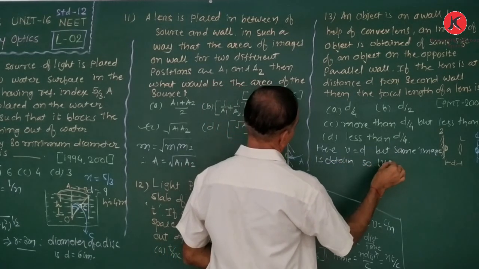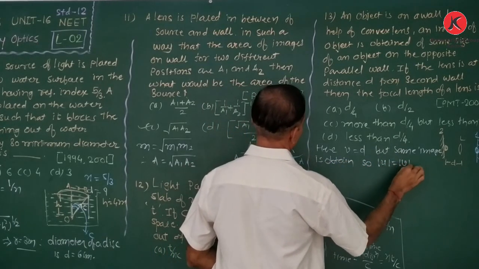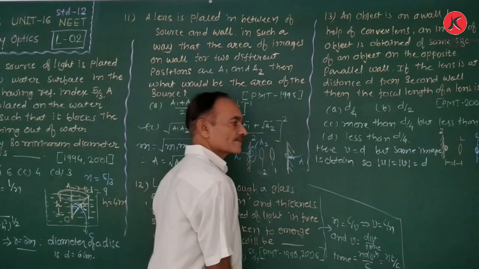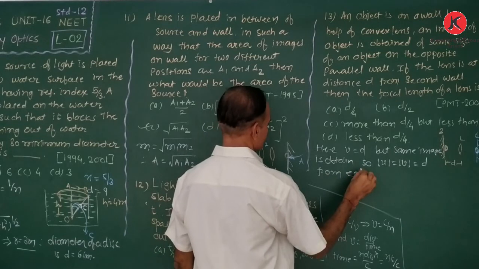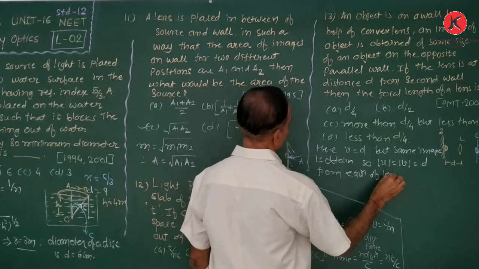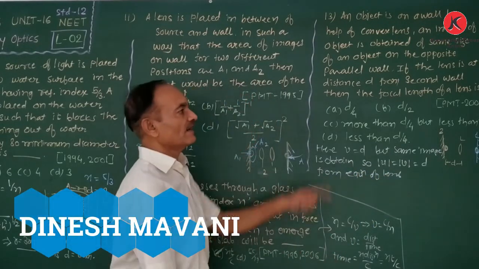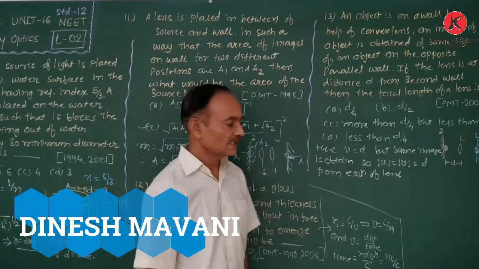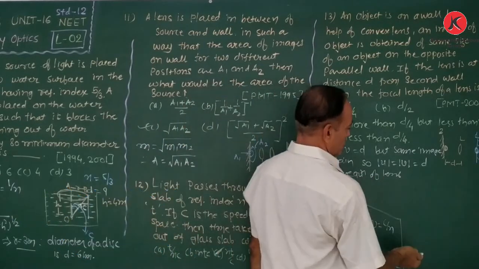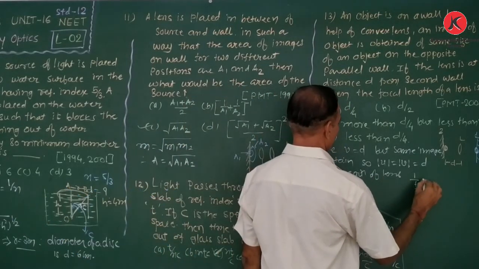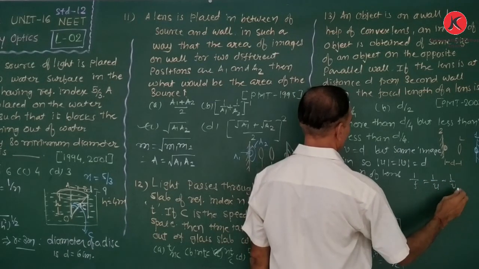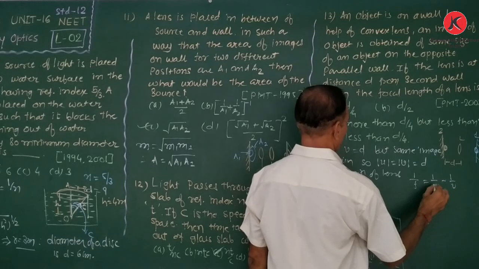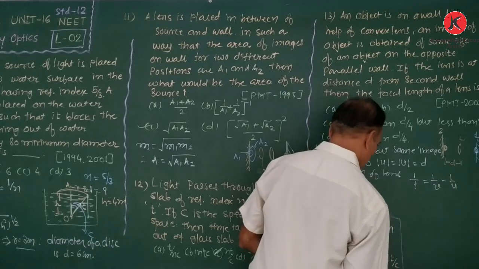So, object distance is equal to image distance is equal to d. From the equation of lens, because we require the focal length of a lens, therefore the equation of lens is 1 upon f is equal to 1 upon v minus 1 upon u.